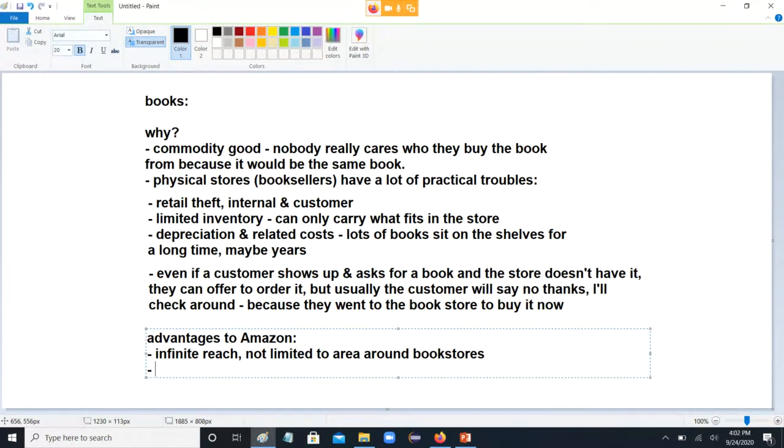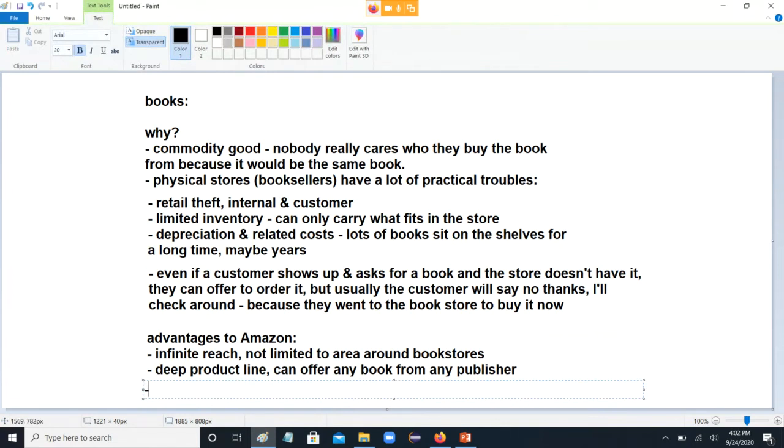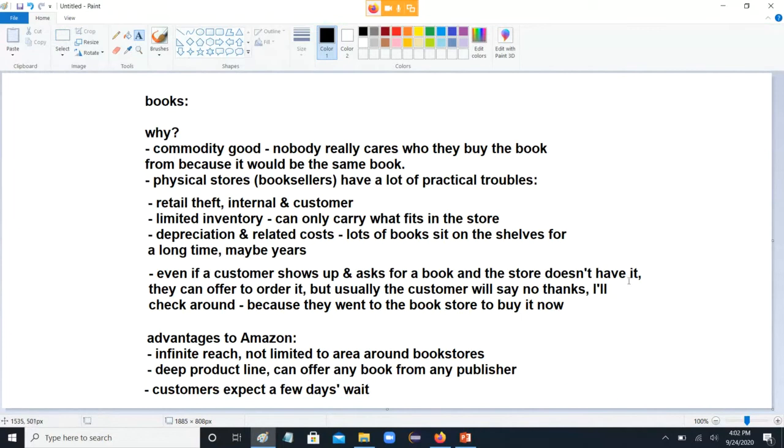Number two, what else? Deep product line, can offer any book from any publisher. Okay, that's a big deal. And number three, right, customers expect a few days wait. So that's not going to be an issue. That's built into the business model.